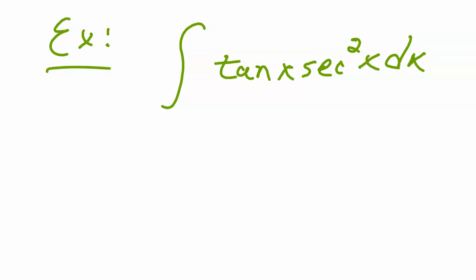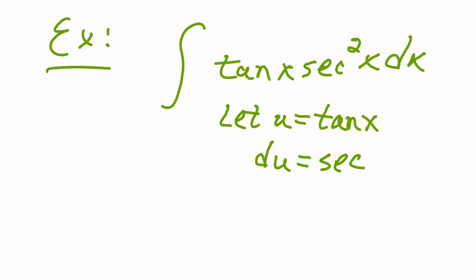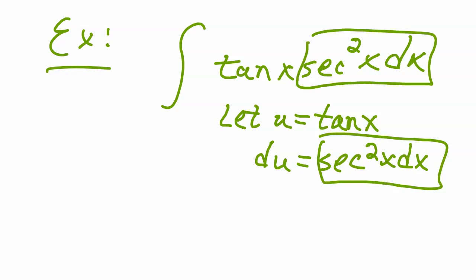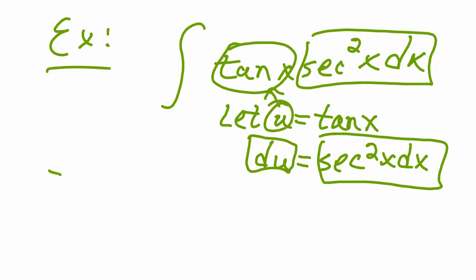So secant squared, anyway, if I let u be something, do I want u to be secant? Then I'd have u squared, but the derivative of secant is secant tangent. There's actually 2 different ways we can do this. But the easier way that I see right away is if I let u equal tangent x, then du equals secant squared x dx. And so where this is, I can plug in a du, and then plug a u in for the tangent x. So this would be equivalent to the antiderivative of u du, right?